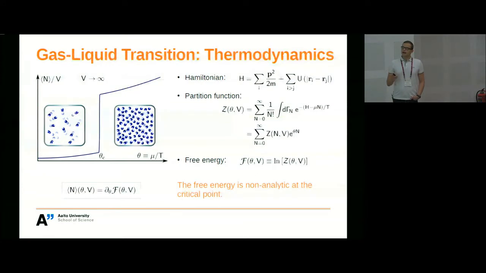Okay, now what do we see here? We have at the critical value of theta a jump in the density. This jump must come from a discontinuity in the average particle number, since we keep the volume constant. The average particle number is the first derivative of the free energy, so we can conclude at this point that the free energy is a non-analytic function at the critical value of theta. Okay, so that's the system.